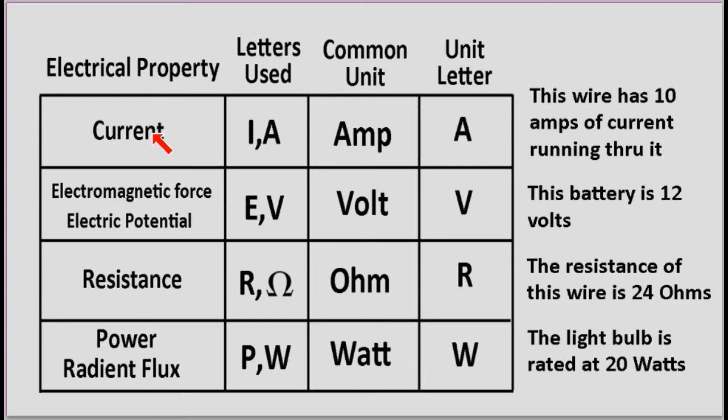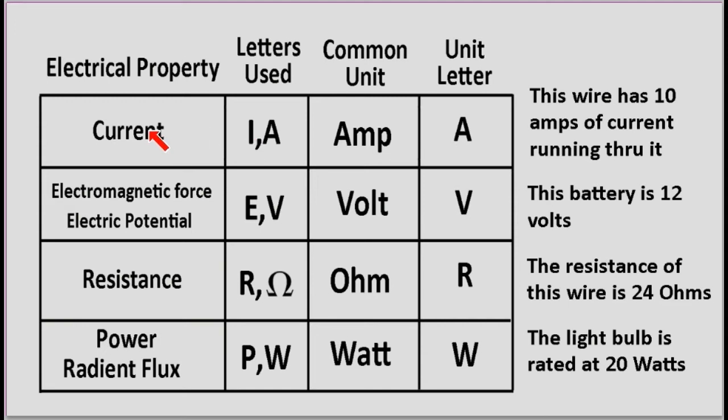Let's talk about current first. Now, current is the amount of electricity flowing through a wire, and it's usually described in amps. But when you see it in a circuit, sometimes they use the letter A for amps, and sometimes they use the letter I, which is a general letter meaning current, not necessarily amps.